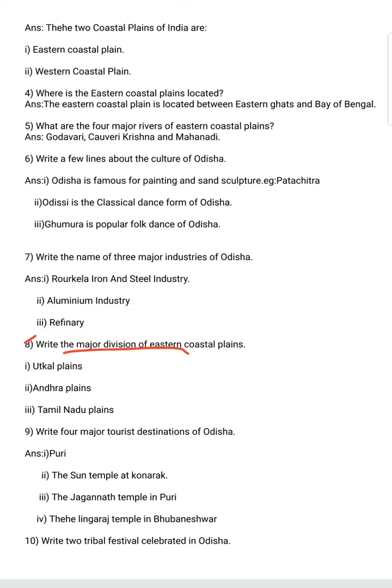Next, question number 8. Write three major divisions of eastern coastal plains. So this is important. Okay, let me give you a tick. The answer is Utkal plains, Andhra plains, Tamil Nadu plains. You check on the map. I am showing in the video what I am doing here. So where are the Utkal plains, where are the Andhra plains, where are the Tamil Nadu plains? So this is important.